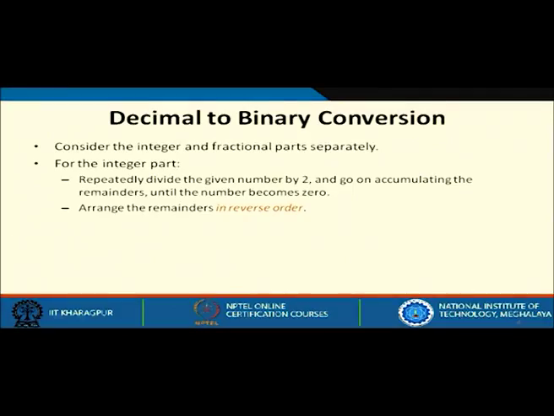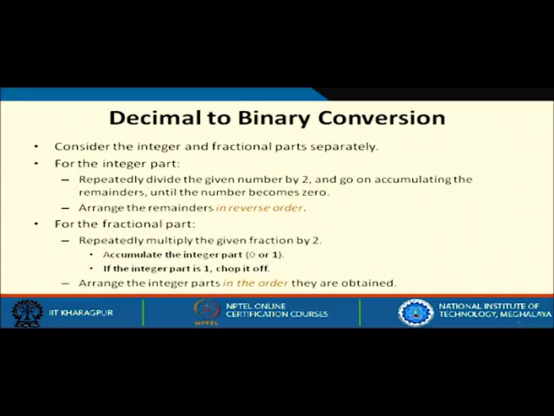So, this is what has been said, that for the integer part we repeatedly divide the given number by 2 and we accumulate the remainder until the number becomes 0 and then we arrange it in reverse order, the way I have just shown.